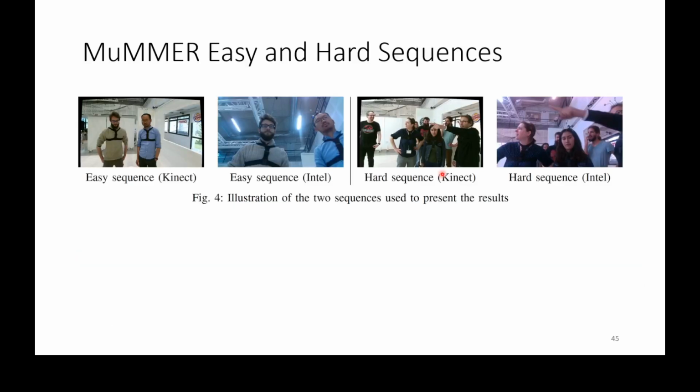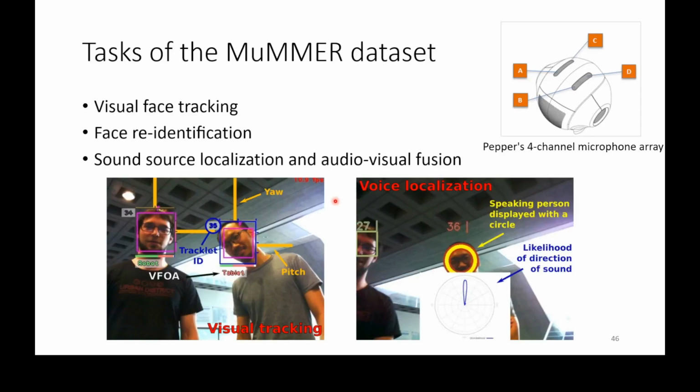Okay. Right. And the third task the MUMR project wants to achieve is to recognize who is speaking to the robot right now. So for example, there are 2 persons. If the robot hears a spoken sentence, who spoke it? This one or this one? Okay. So how do they do it?